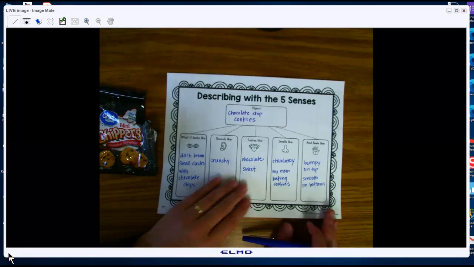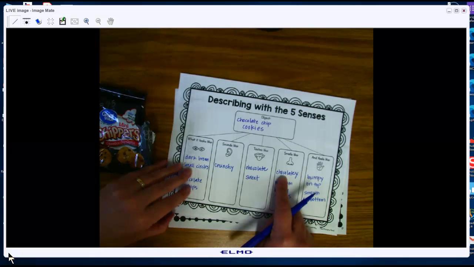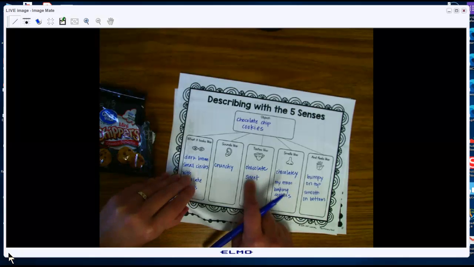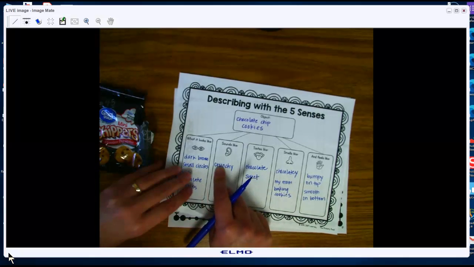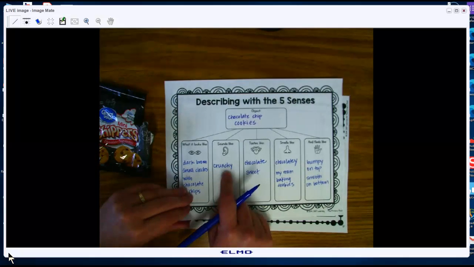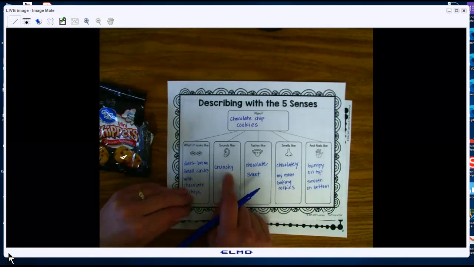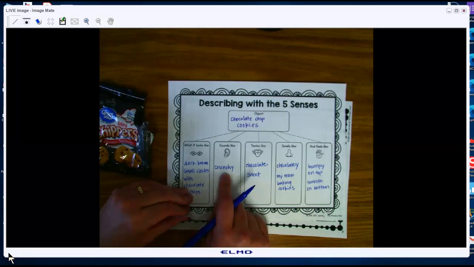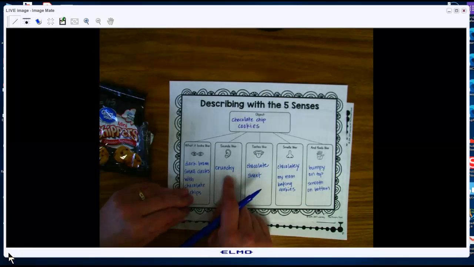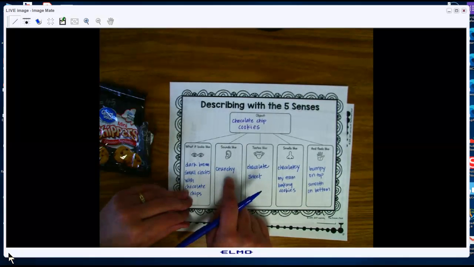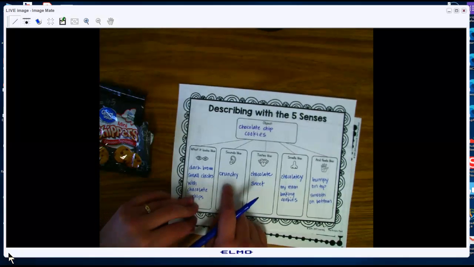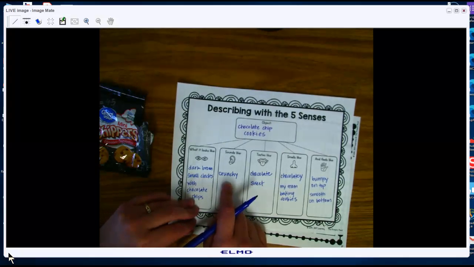They don't care if it's bumpy. But they would like to know that it smells chocolatey and that it tastes chocolate and sweet and that it's crunchy, because I heard a couple of you say one of my favorite things about this cookie is how crunchy it is. Some people like crunchy cookies. Some people like soft cookies. I like soft cookies. Some like both. I like any cookie.